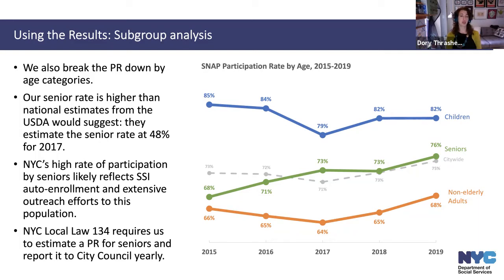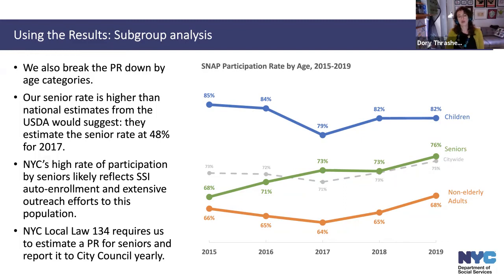Our senior rate is much, much higher than national estimates from the USDA suggest. They estimated the senior rate at 48% nationally for 2017. This is probably because New York City does a ton of work to enroll seniors and do outreach to seniors. We also have an auto enrollment program, so seniors who get SSI are automatically enrolled in SNAP at the minimum benefit level until they provide documentation showing that they are eligible for a higher benefit. But still, if we're just looking at the number of people enrolled, that influences our participation.